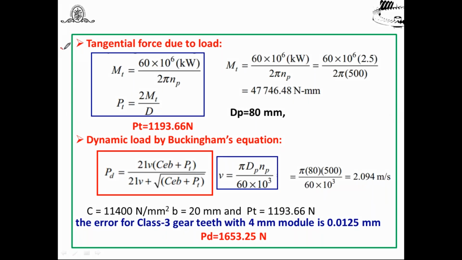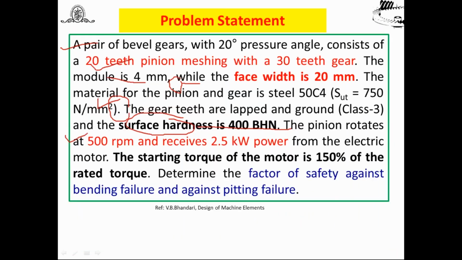For that, we have to calculate the P effective. Power is given, speed of the pinion is given, so we can easily find out the torque transmitted, MT. From MT we can calculate the PT. Why is it required? Because in this case it is asked to find the dynamic load equation by using Buckingham's equation. Here it is mentioned class 3.